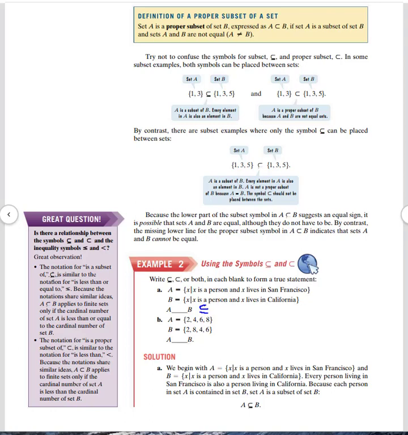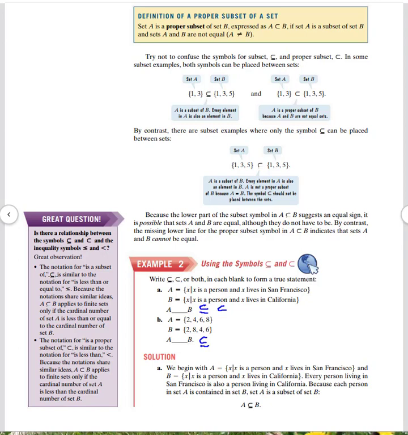Now we want to find out if A is a proper subset of B. Take a look. We already know that A is a subset of B, so the first condition is true. But are there some things in B that aren't in A? And the answer is yes, there's millions of them. For instance, people that live in Los Angeles or people that live in Sacramento, they don't live in San Francisco. So I can say that A is a proper subset of B. Now contrast that with part B. Is A a subset of B? The answer is yes, because everything that's in A is also in B.